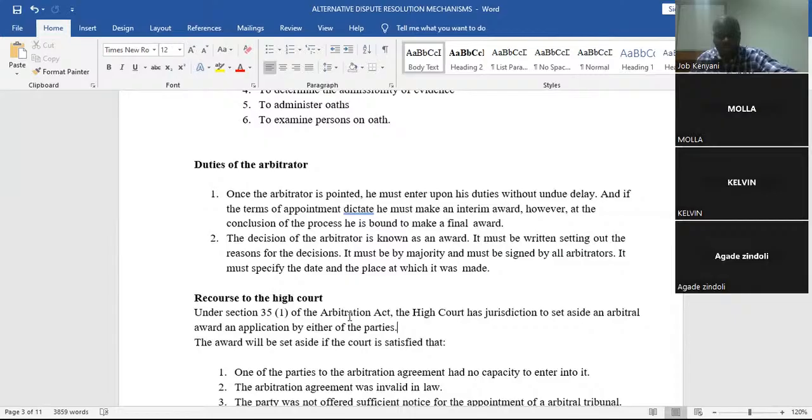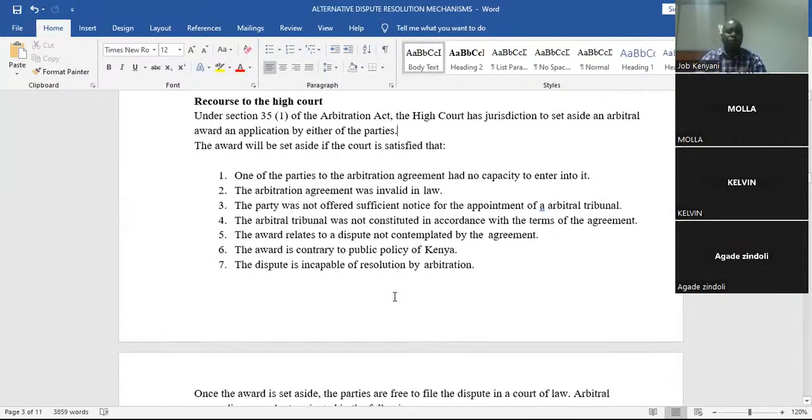So the award will be set aside by the court if it is satisfied that, and these are part of the reasons why an award can be set aside: one of the parties to the arbitration agreement had no capacity to enter into it. The arbitration agreement was invalid in law. The party was not offered sufficient notice for the appointment of an arbitral tribunal. The arbitral tribunal was not constituted in accordance with the terms of the agreement. The award relates to a dispute not contemplated by the agreement. The award is contrary to public policy of Kenya. The dispute is incapable of resolution by arbitration. So those reasons can lead to the High Court setting aside an arbitral award.